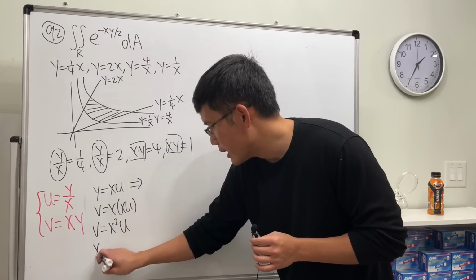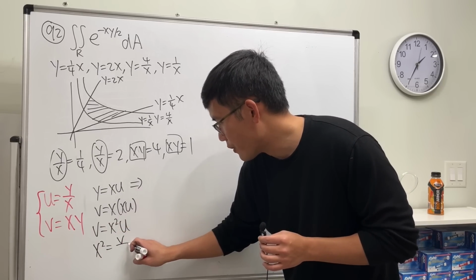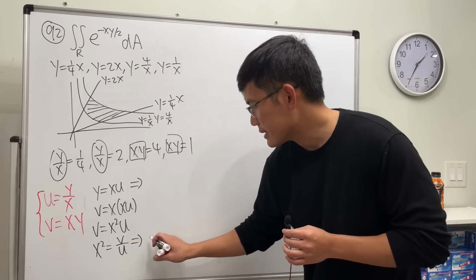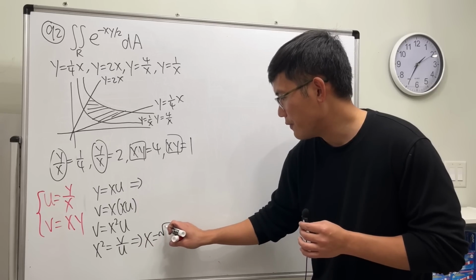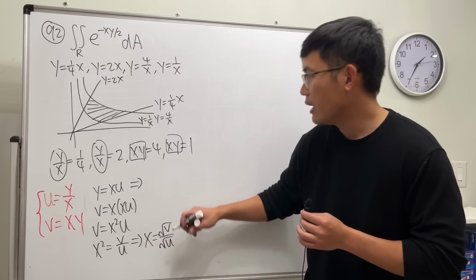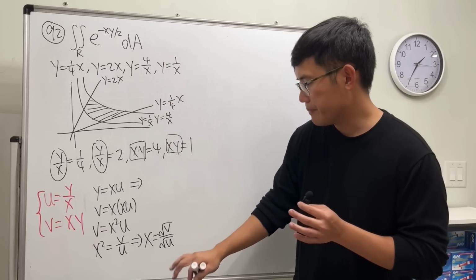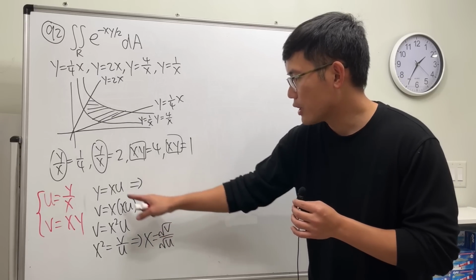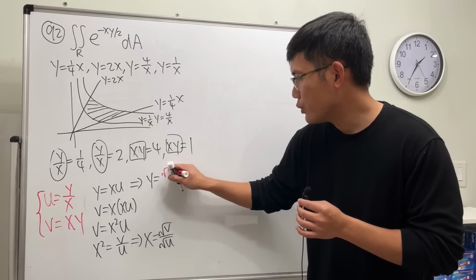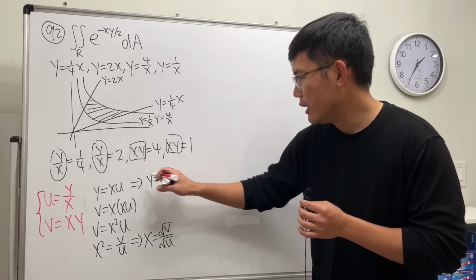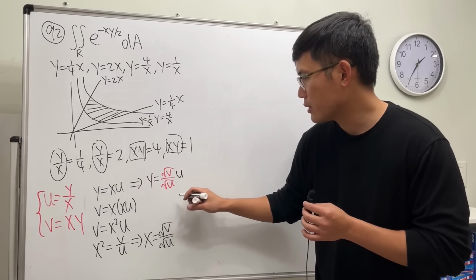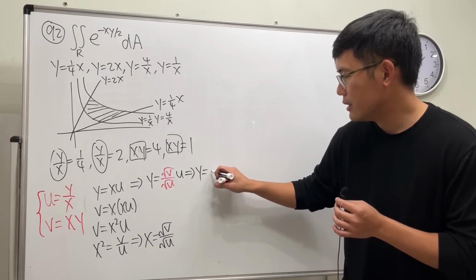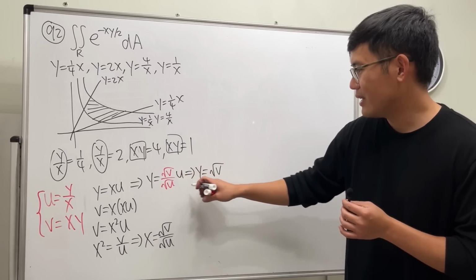x squared equals v over u, dividing by u on both sides, and then we see that x is equal to the square root of v over the square root of u. Everything's positive, so don't worry about the domain and all that stuff. So that's that, and then x is this, so I'll put it here. This means y equals square root of v over square root of u times u, and this and that can be reduced, so this tells us y equals square root of v times square root of u.